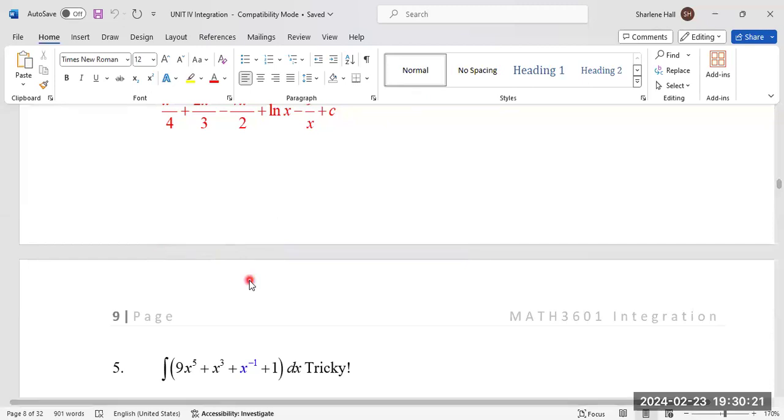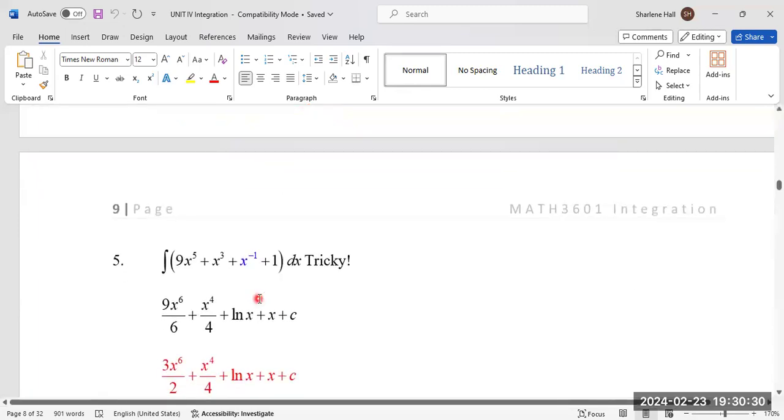3x to the 6 over 2 plus x to the 4th over 4 plus ln x plus x plus c. See there? Hit that. Simon, yes, sir, I got it as well. Good job.